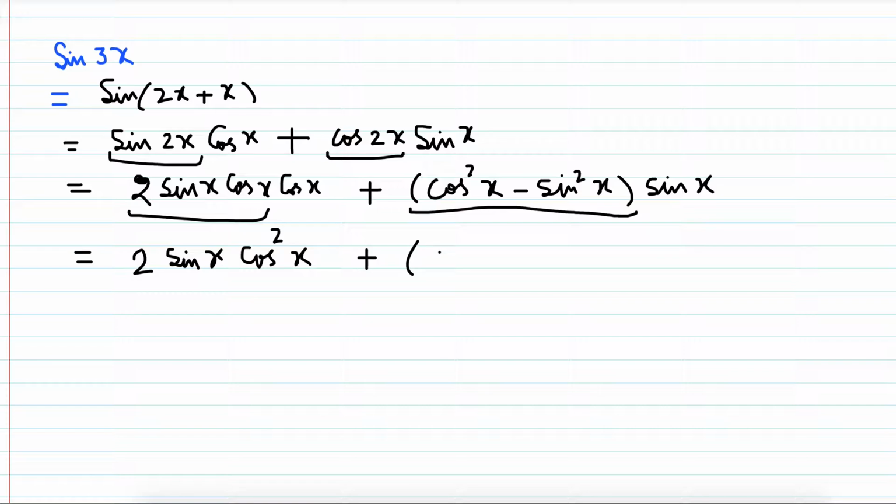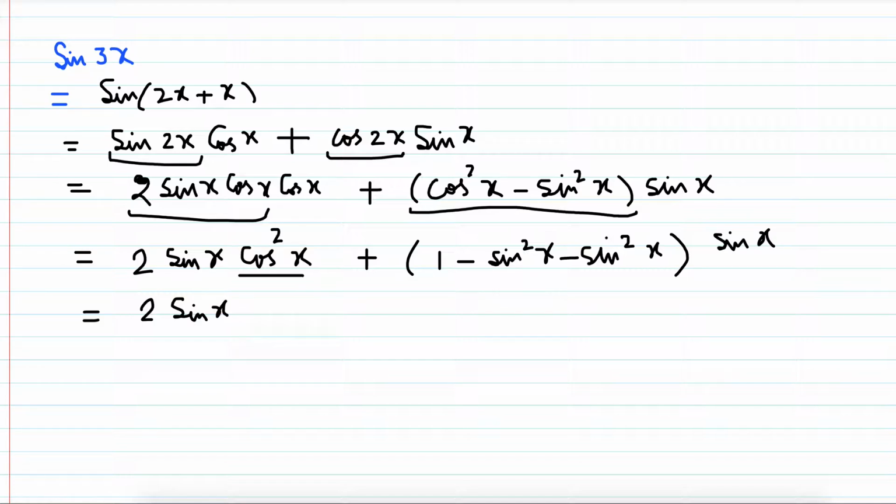This cos square x we can write as 1 minus sine square x, so that only sine terms are here in the second term. And this cos square also in terms of sine: 1 minus sine square x. So we have got rid of cos terms. And in the bracket, 1 minus 2 sine square x.